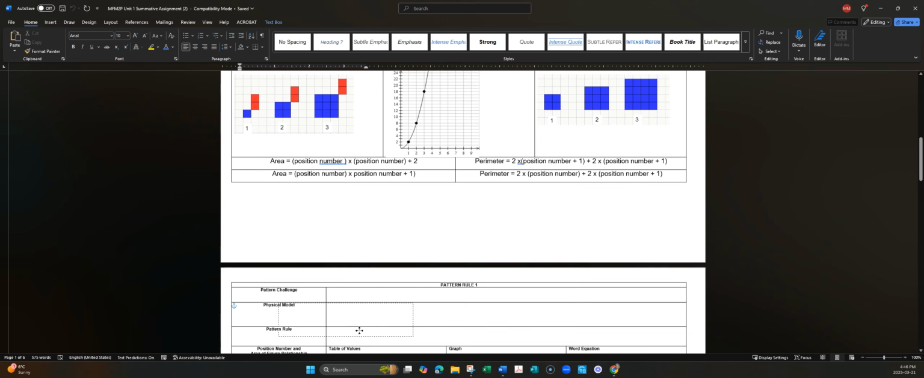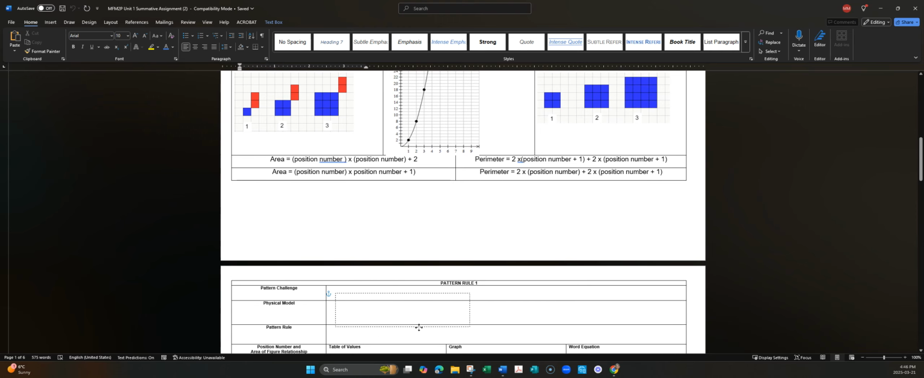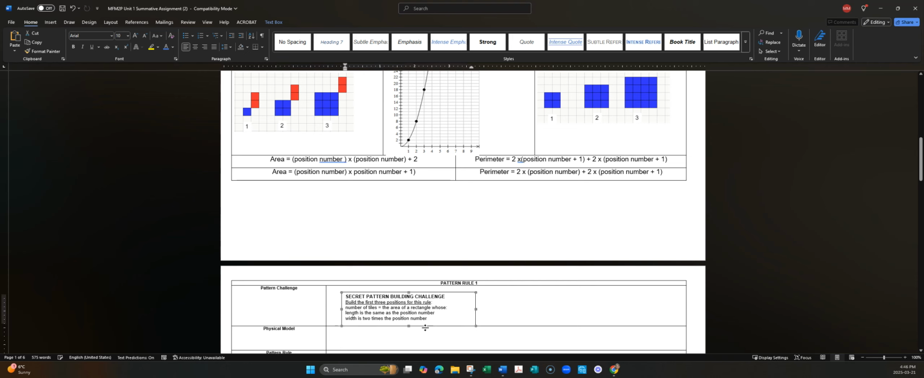So where I want to put it is in this pattern challenge. I want to put it, and see how the little anchor goes in that box? I want to put it right there. So that's going to be my pattern challenge. So I'm going to read it.